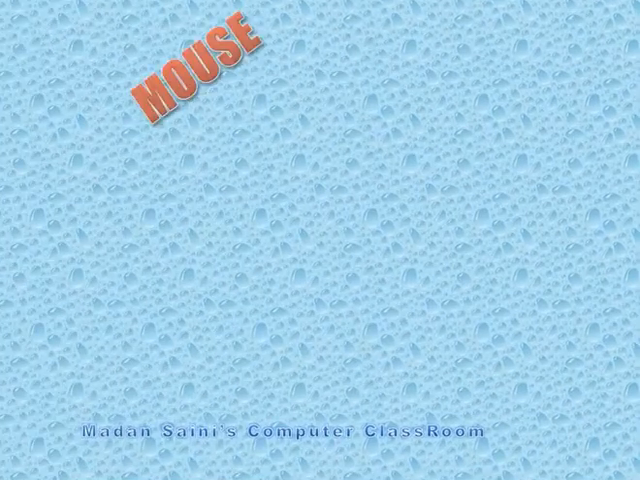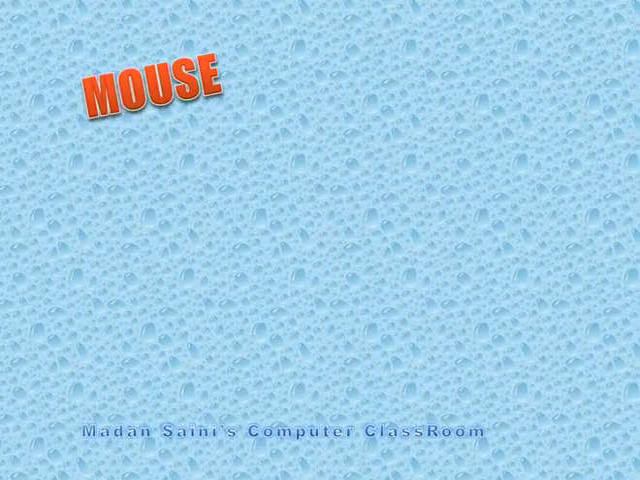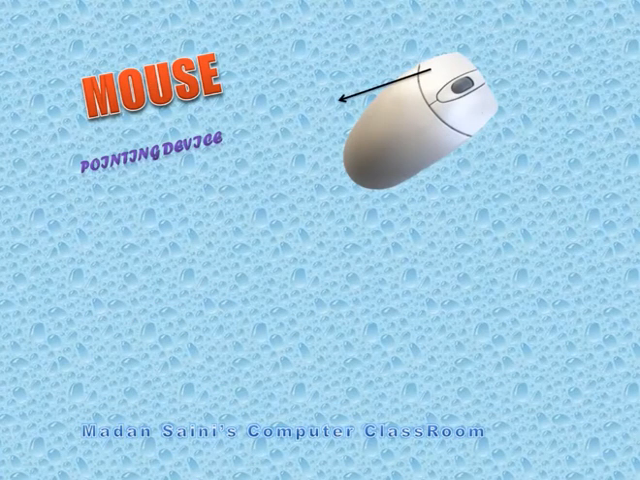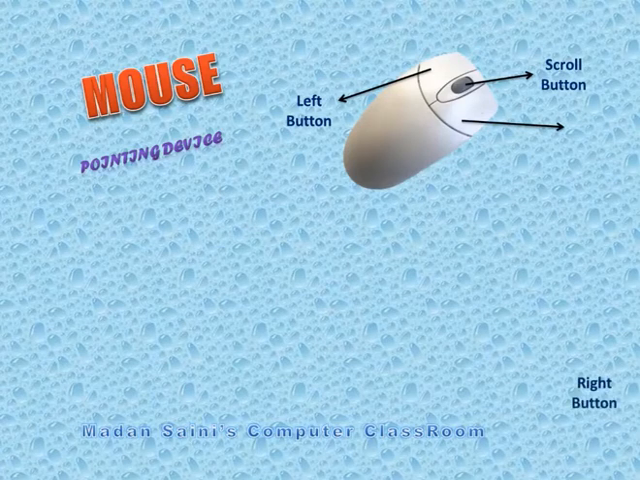Next one, mouse. Mouse looks like this. It is a pointing device. It has 3 buttons. First left button, second scroll button, third right button.